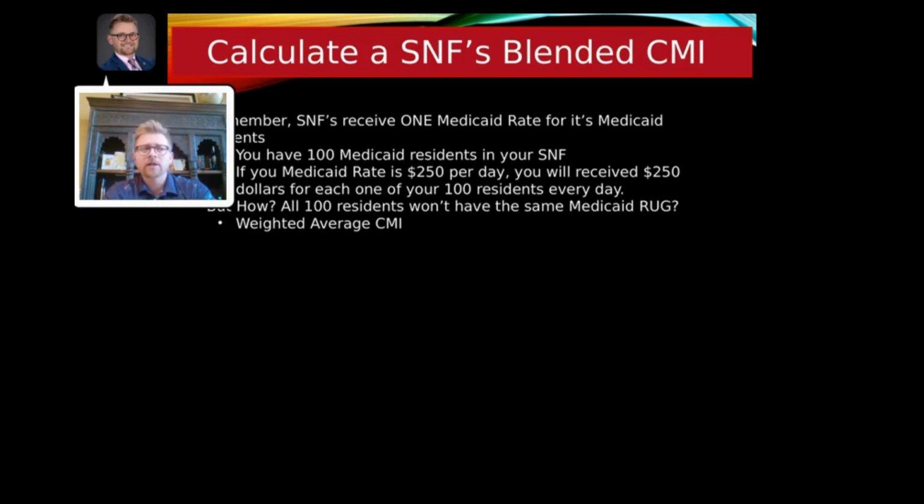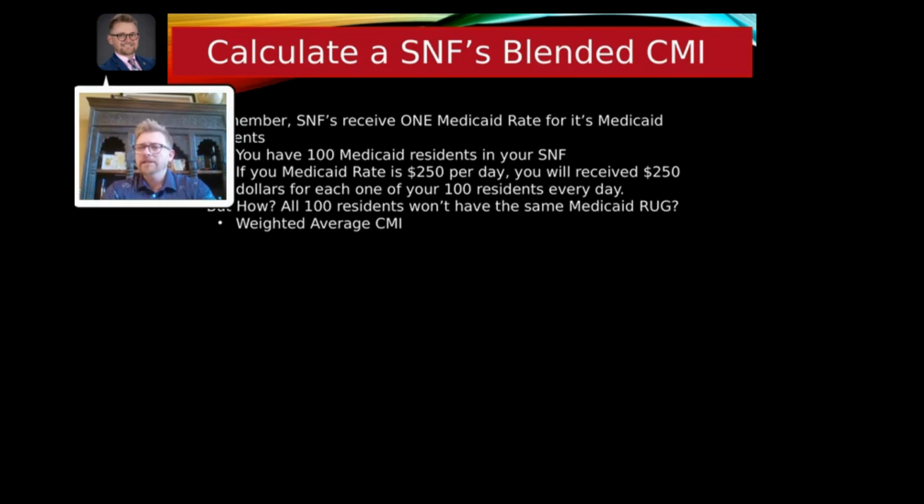How do they do that when every single patient may have a different CMI? Well, there's 48 CMI categories, and if you have 100 residents, you could very well have 48 different CMIs. But if your nursing home's Medicaid rate is $250 per day, whatever your Medicaid rate is, that's what you get per patient per day, every day for that quarter for your Medicaid population. But how? Because you have different CMIs, right?